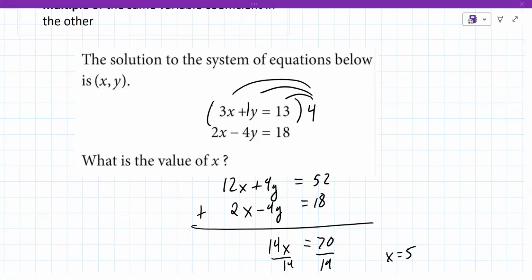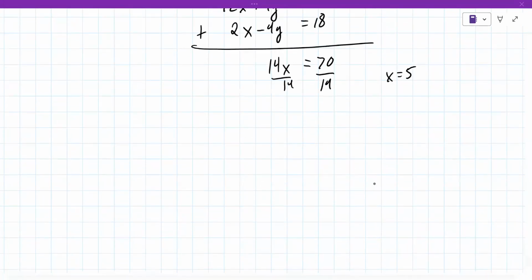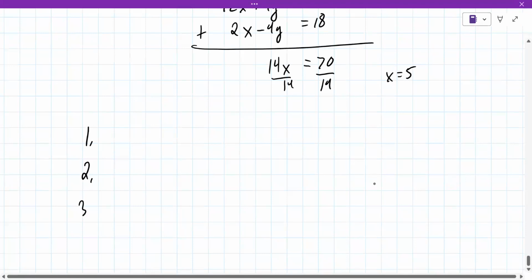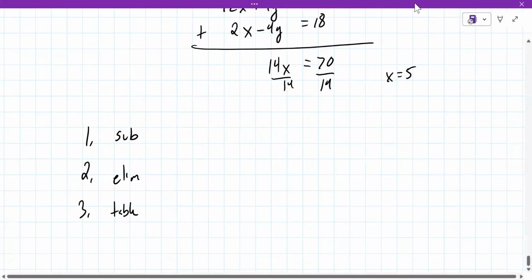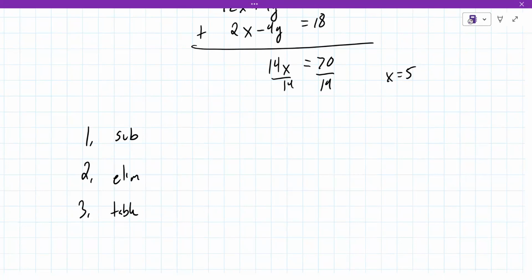All right, so I will put some problems in front of you, and I have no preference because I'm not grading you on how you do it. I'm just grading you on the right answer. Substitution, elimination, or the table method. Do you want to go over the table method again? Yeah. Let's do that with this problem here.